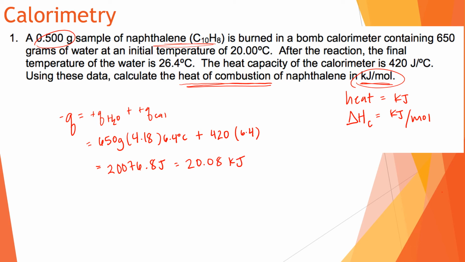kilojoules. So half a gram released 20.08 kilojoules. Question says, how many kilojoules per mole? So I need to take this grams, and I got to convert it to moles. So half a gram is equal to 0.0039 moles. How do I get kilojoules per mole from kilojoules and moles? We're going to divide.